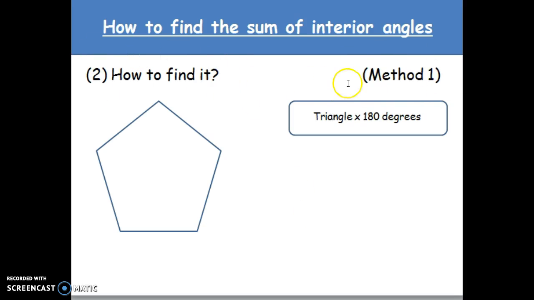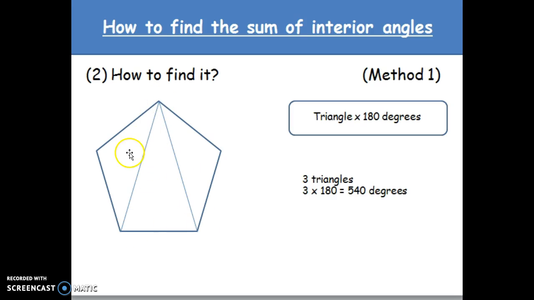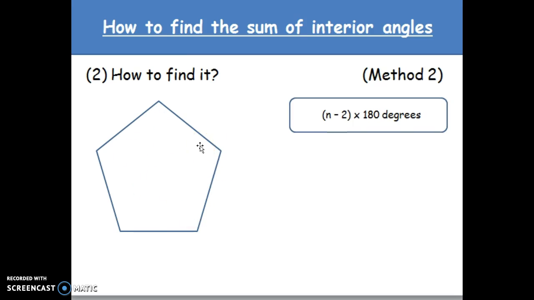So this is my method 1. Basically, you have this formula right here, triangles times 180 degrees. Well, each triangle is 180 degrees, and you get it from there. But how many triangles are there inside the shape? Well, you pick a reference point. In this case, you pick the top one, and you generate, well, 1, 2, 3 triangles, and you times it by 180 degrees, you get 540, and that's the total degrees inside this shape. 540.